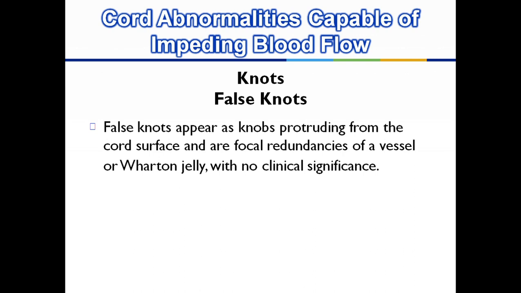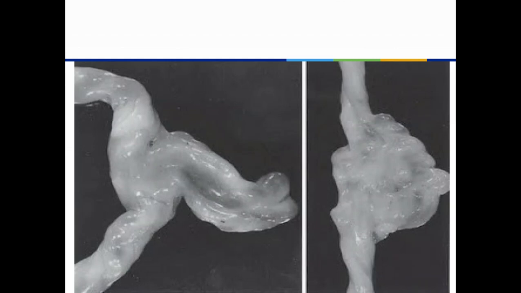Cord abnormalities capable of impeding blood flow. That is knots, false knots. False knots appear as knobs protruding from the cord surface and are focal redundancies of the vessel or Wharton's jelly with no clinical significance. Because there is no real knot, it only looks like a knot, so there is no impediment, that means there is no disturbance to the blood.